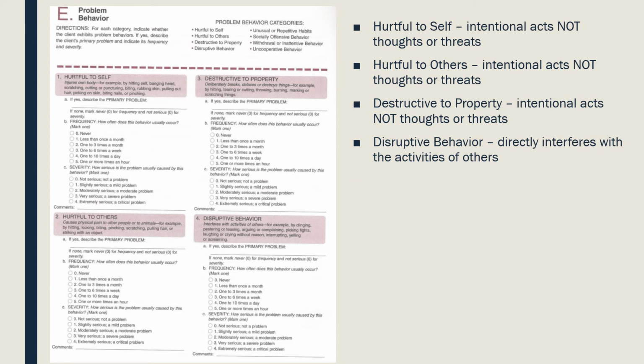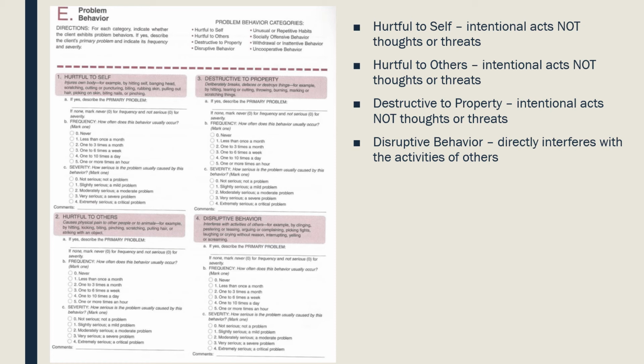This is what the page for problem behavior looks like. Number 1, hurtful to self, intentional acts, not thoughts or threats. It's very important to know that these are actual acts of being hurtful and not saying that they are going to hurt themselves. Hurtful to others. Again, intentional acts, not speaking and saying that they are going to harm somebody else. Destructive to property, intentional acts and not saying, I'm going to punch a hole in the wall. Those are going to be actually punching a hole in the wall.